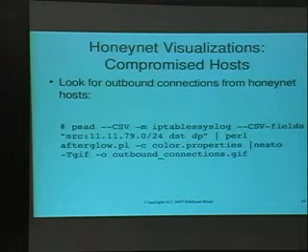So what I'm trying to get at here are outbound connections from the HoneyNet, which might indicate a compromised system. I'm taking this output and piping it through Afterglow for rendering. And the result is this.